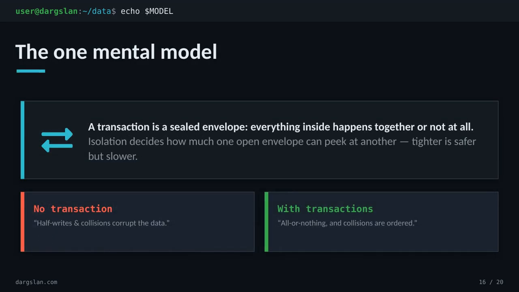If you take away just one mental model from this whole episode, make it this one. A transaction is a sealed envelope. Everything you put inside either gets delivered together or nothing does. And isolation is simply how much one open envelope is allowed to peek at another. Tighter seals mean safer data, but slower throughput. Without that envelope, half-writes and collisions quietly corrupt your state. With it, you get all or nothing, and collisions are ordered instead of chaotic.